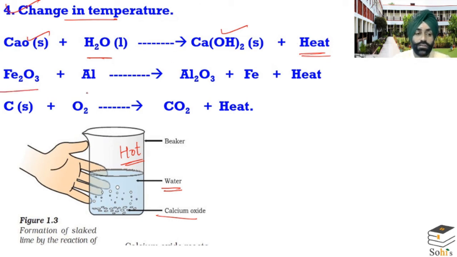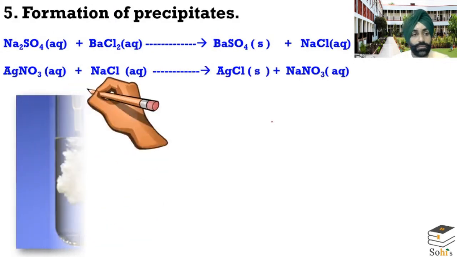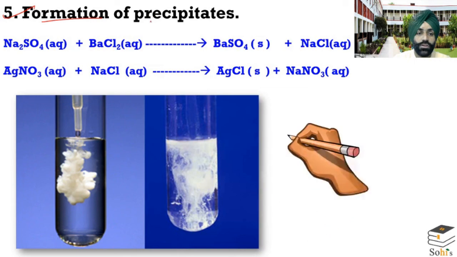Same as iron oxide, Fe2O3, when combined with aluminium, heat is produced, it is also a chemical reaction. Carbon is coal. When coal is burnt in the presence of oxygen, it produces heat, it means it is a chemical reaction. Next we have formation of precipitate.